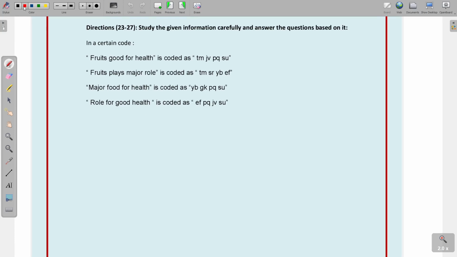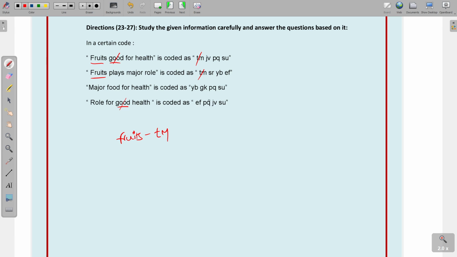So code for every word first and then answer the questions. See, first one is fruits. Fruits and fruits, only TM is the fruits. Fruits is TM. And next, good. So good here and good here. Only the 1st and 4th sentence have the word good.